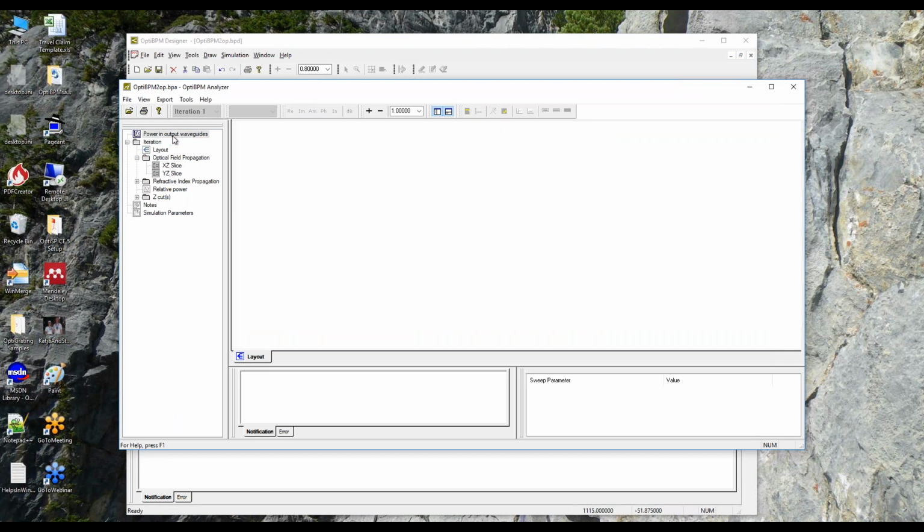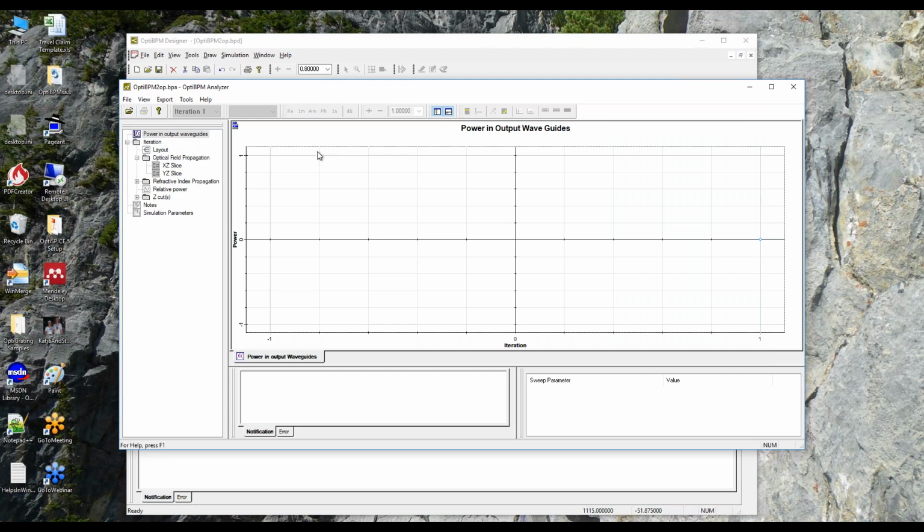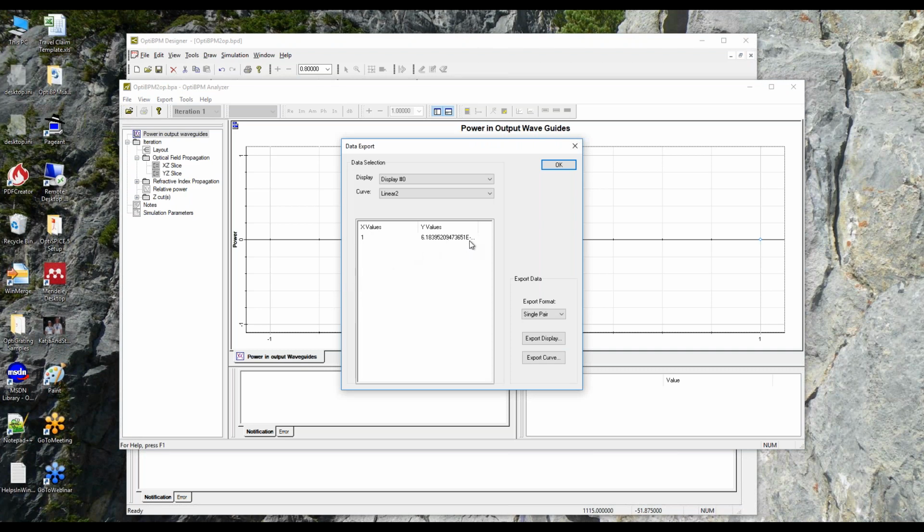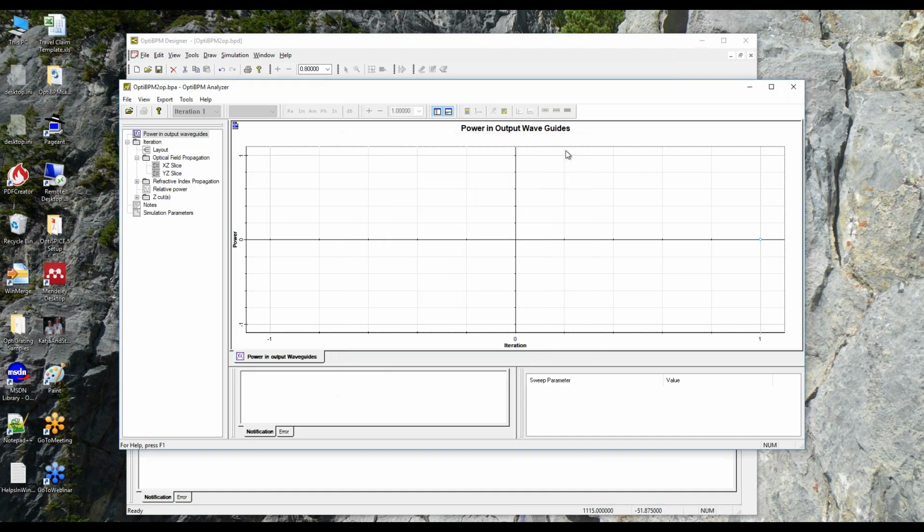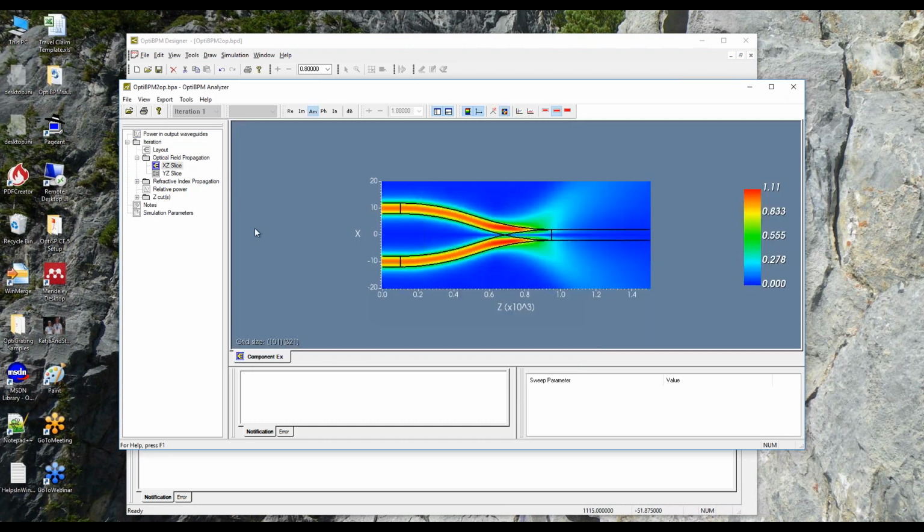What happened? Well, let's look at the power in the output waveguides. Oh, it looks like 0. And yes, indeed, it's something so small that it was using scientific notation to describe its size, 10 to the minus 7. Very small. Okay, so no power was transmitted in this case.